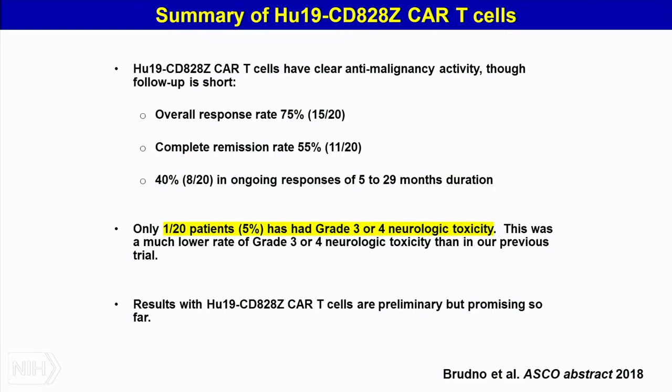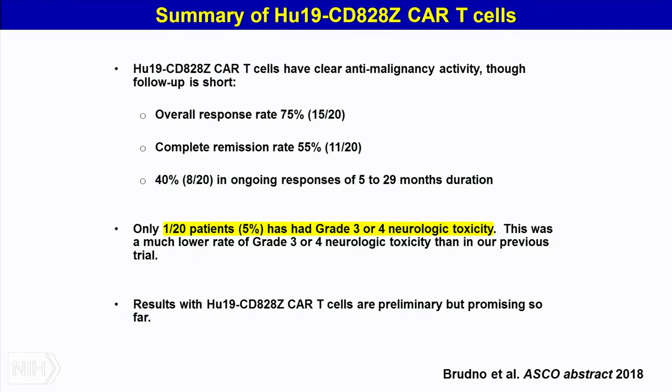The most striking thing about this trial was only 1 of 20 patients, or 5%, has had grade 3 or 4 neurologic toxicity. So that is in comparison to 55% on our previous trial. So this was much lower than the grade 3 or 4 neurologic toxicity seen in our previous trial of the FMC6328Z CARs. So results are preliminary but promising so far. So we're in the process of doing a massive amount of correlative studies, looking at different cytokines in the blood.